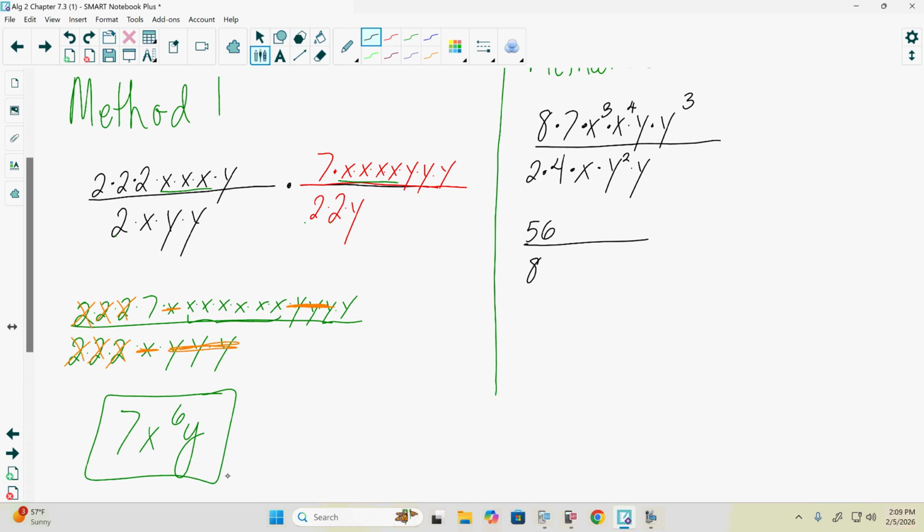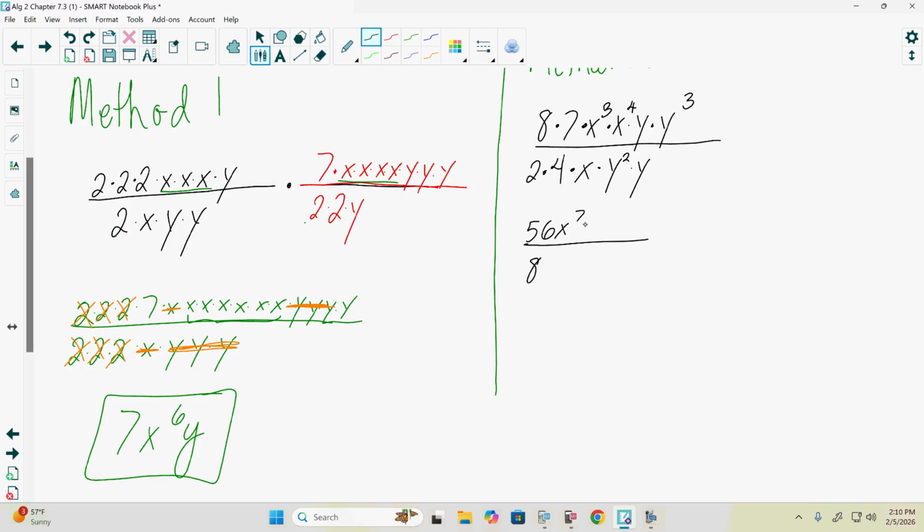When we multiply like bases, we're going to look at the variables. X to the third times x to the fourth. When we multiply like bases, we add the exponents, because I have 3 of them and I have 4 of them. So 3 plus 4 is 7. So x to the third times x to the fourth would be x to the 7th.